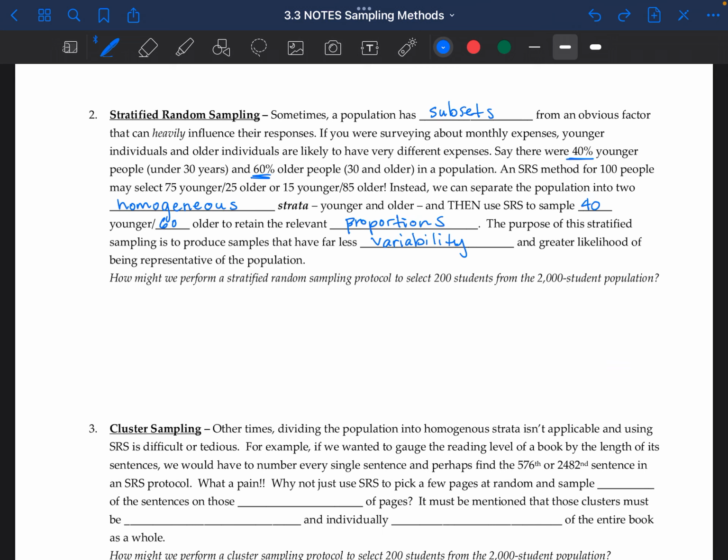So yeah, in stratified random sampling, what we want to do is make sure we're thinking about whether there is a natural breakdown that we can do here. I just chose two different groups here, younger or older. You can go as many groups as you want.